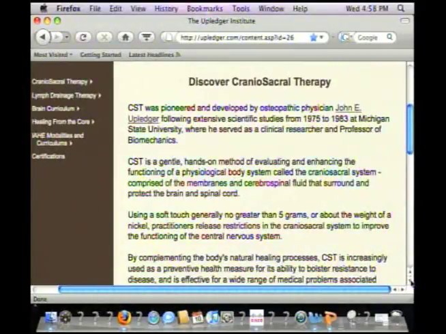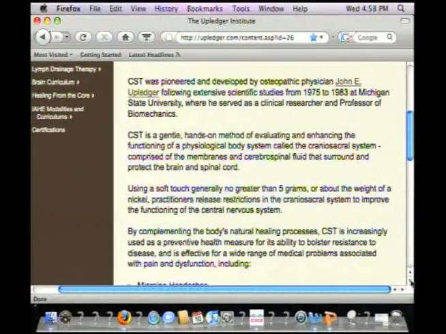CST is a gentle, hands-on method of evaluating and enhancing the functioning of a physiological body system called the craniosacral system. Using a soft touch, generally no more than 5 grams or about the weight of a nickel, practitioners release restrictions in the craniosacral system to improve the functioning of the central nervous system. By complementing the body's natural healing processes, CST is increasingly used as a preventative health measure for its ability to bolster resistance to disease and is effective for a wide range of medical problems associated with pain and dysfunction.